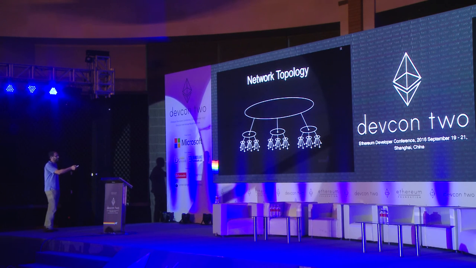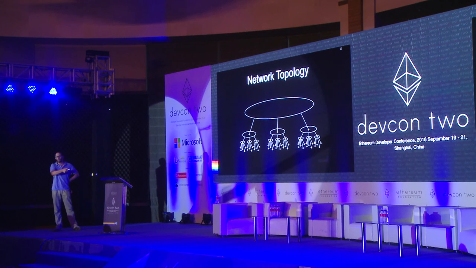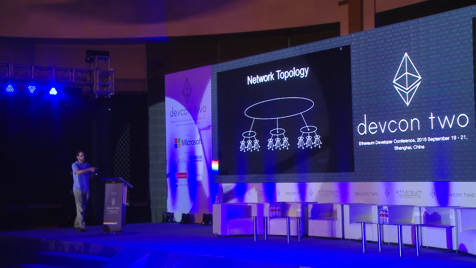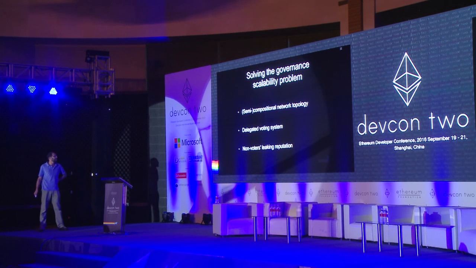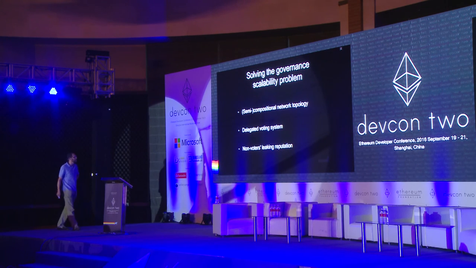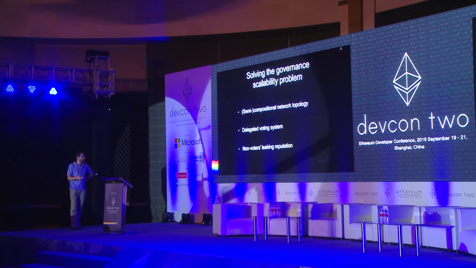So that's crucial, but since not any 12-people configuration works, for that reason you can show that resilience is actually kept the same. Okay, so the governance scalability problem is solved by a semi-compositional network topology, added with a delegated voting system, and also non-voters leaking reputation.